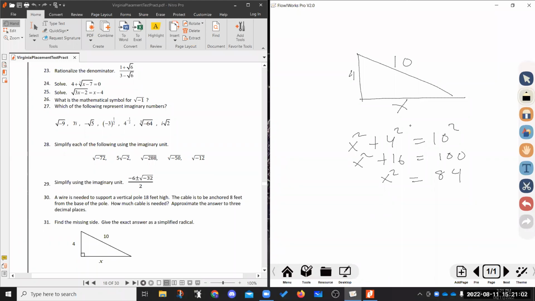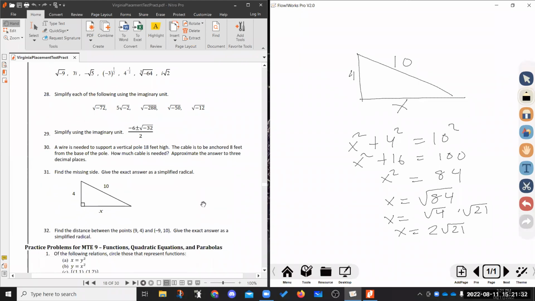Now remember that x can't be a negative distance. It's only going to be the positive answer here, called the principal square root, because distances are not allowed to be negative. So x is going to be equal to, the first thing that I see that comes out is 4 times 21. x is equal to 2 square roots of 21. That's my exact answer, and that's what it asked for. It asked for an exact answer as a simplified radical.